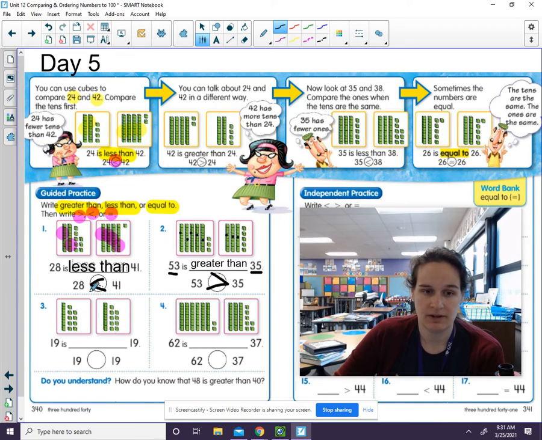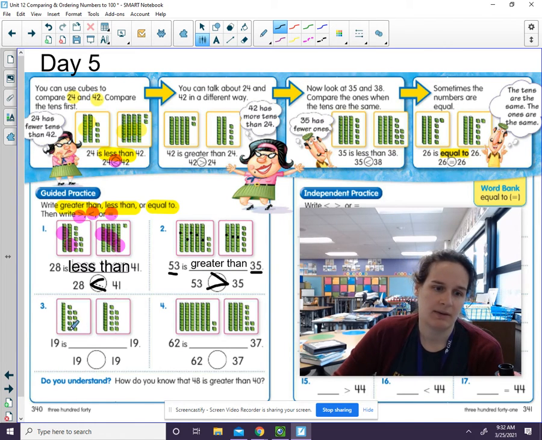Notice how these look different. This starts with little, then goes to the bigger side. That's why that's the less than symbol. This one starts with opening big and then goes to small. That stands for greater than.